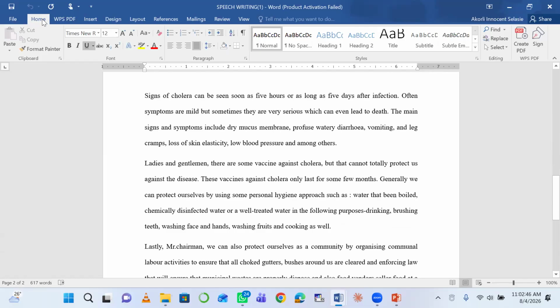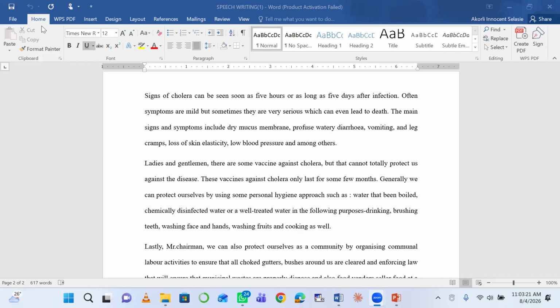Signs of cholera can be seen as soon as 5 hours or as long as 5 days after infection. Often, symptoms are mild, but sometimes they are very serious, which can even lead to death. The main signs and symptoms include dry mucous membrane, profuse watery diarrhea, vomiting and leg cramps, loss of skin elasticity, low blood pressure, among others.